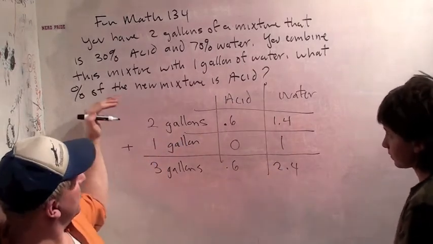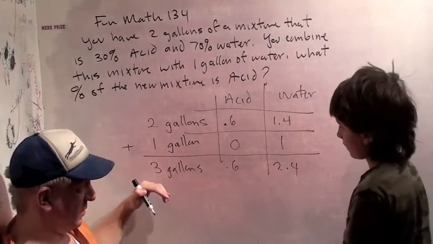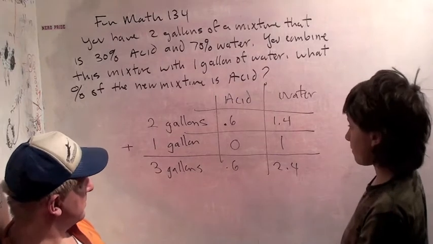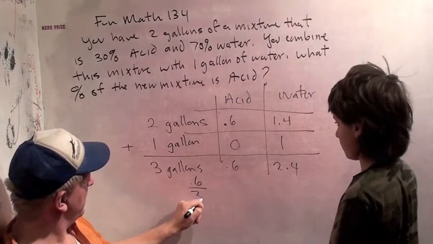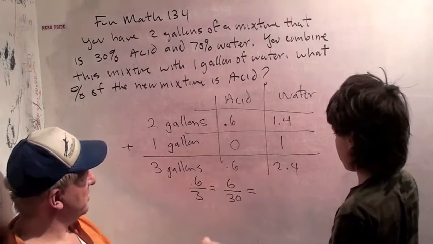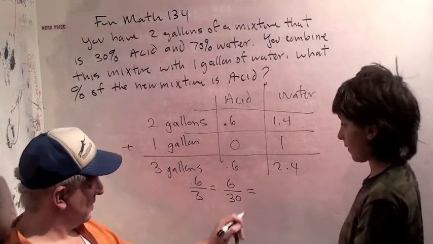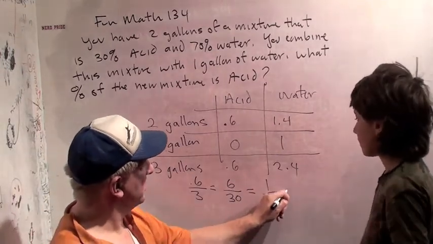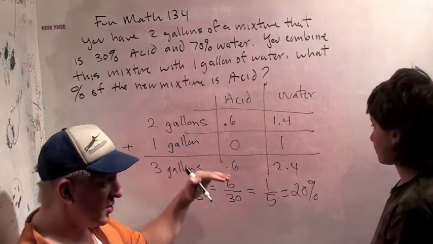And the question is what percent of the mixture is acid? It's 0.6 over 3. We can just multiply it by 10. 0.6 over 3 is 6 over 30. Just cancel. It's 1/5, which is just 20%.